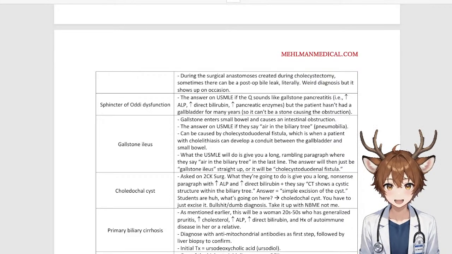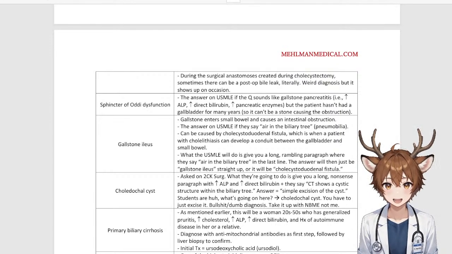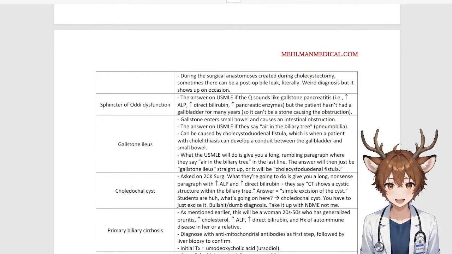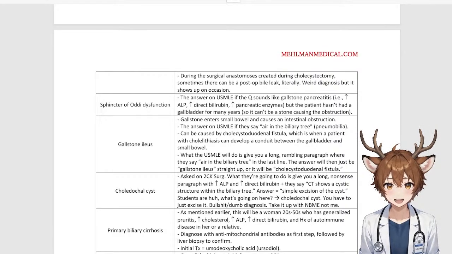What the USMLE will do is give you a long rambling paragraph where they say air in the biliary tree in the last line. The answer will then just be gallstone ileus straight up, or it will be cholecystoduodenal fistula.